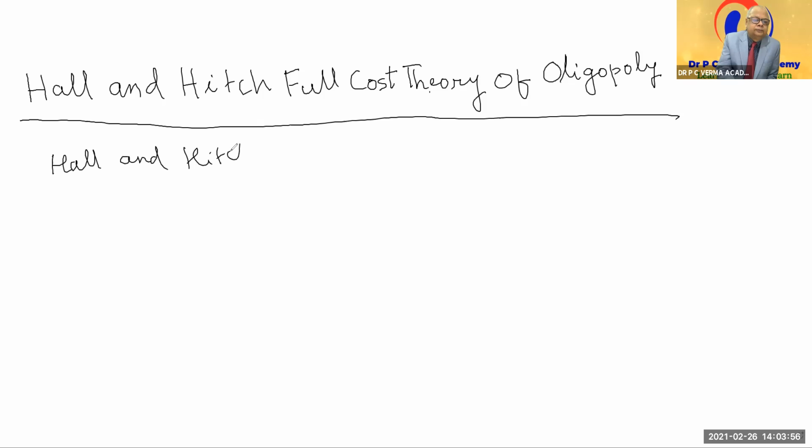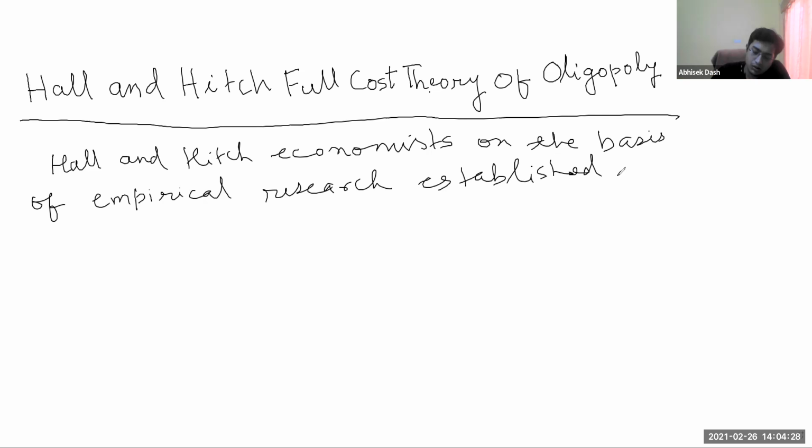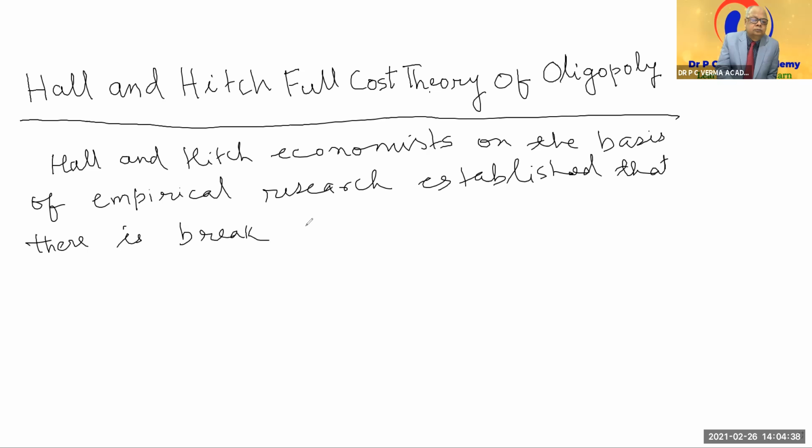Hall and Hitch economists, on the basis of empirical research, established that there is breakdown of MR is equal to MC route.